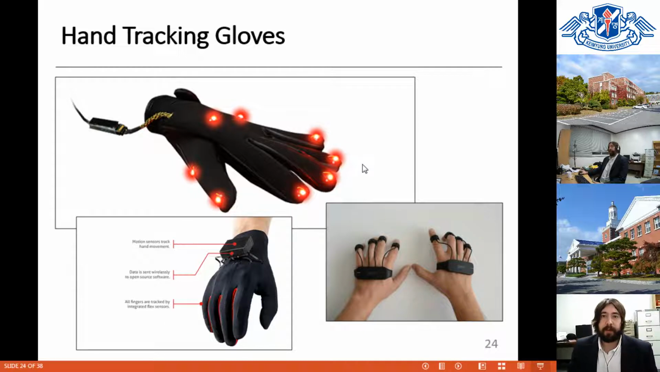On the next slide, there are some devices which are generally called hand tracking gloves. These are gloves with some sensors. As you see here, we have sensors which track the movements of our fingers. Of course, the more sensors you have, the more accurately you can measure all the movements related to your bones. Some of them, like the one shown here, are used for various computer games.